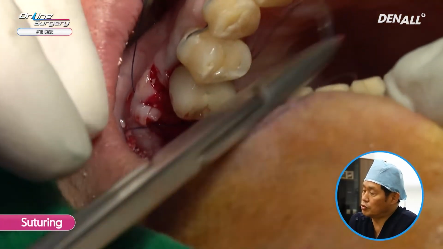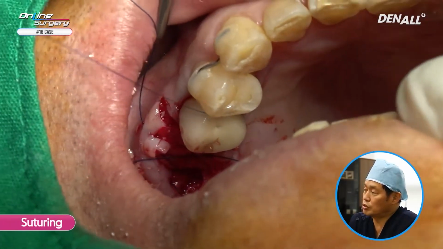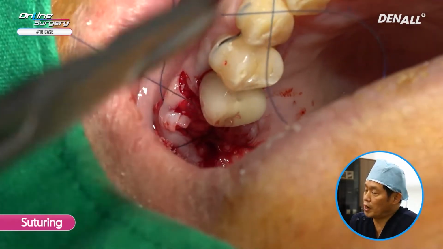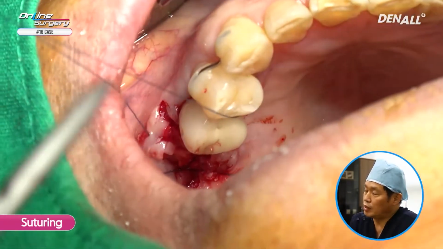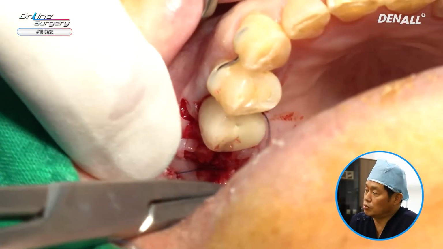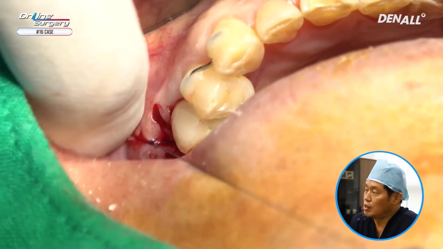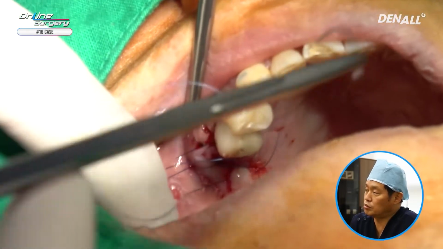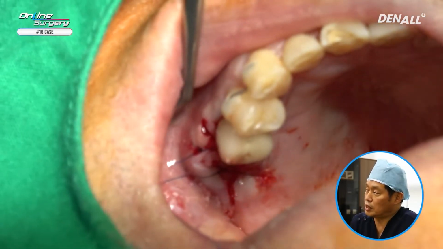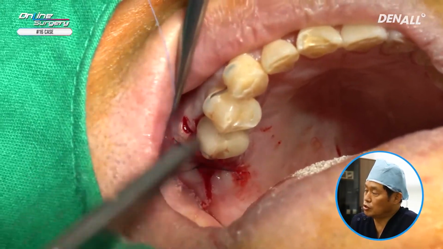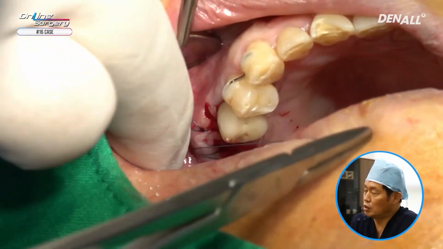The wound, I'm going to do primary closure using interrupted suture. Bone graft was done palatally. The mucosa on the labial and buccal side is sufficient, so you don't need to do a lot of releasing. The defective wound, granulation tissue has been removed. For suture, I used interrupted suture to get primary closure.